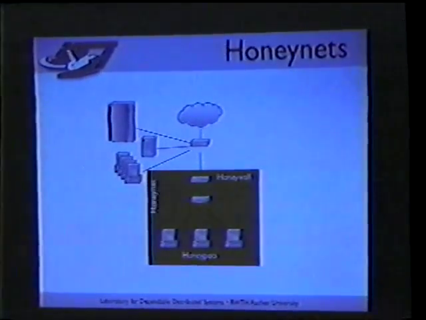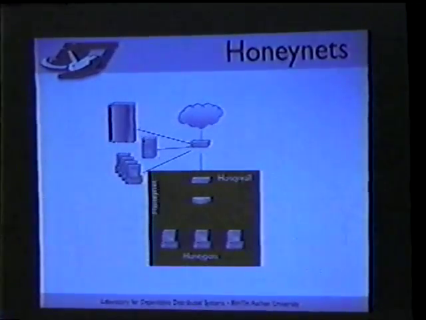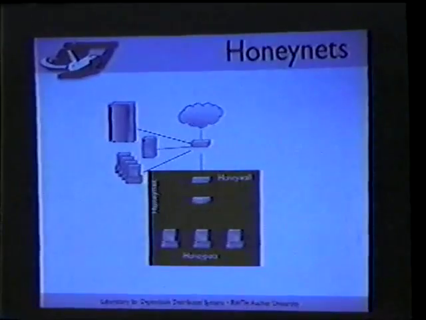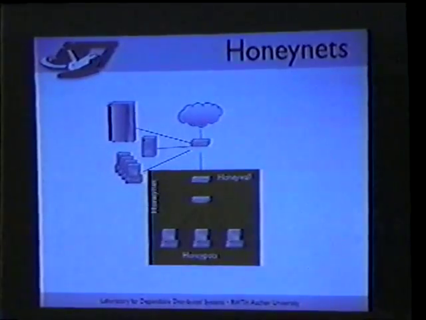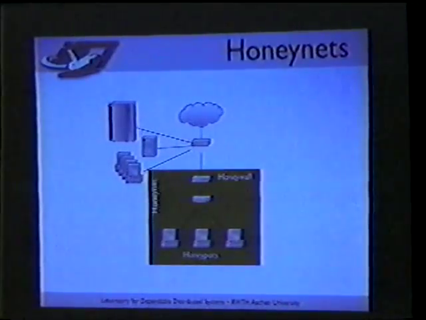A honeynet is, according to the definition by the Honeynet Project, a concept in order to learn the tools, tactics, and motives of the Black Hat community. A typical honeynet is depicted on the slides. As you see, it typically consists of two applications. The one is the honey wall. The honey wall is a transparent bridge and has two things to do: on the one hand, data capture, on the other hand, data control.